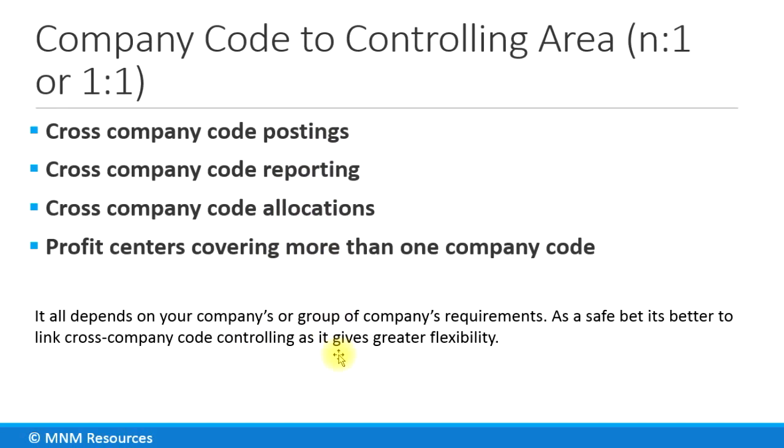Also, for example, you might only have one company code and assign it to one controlling area. Later you might want a separate company code for your subsidiaries. You might form a subsidiary, acquire another company code, merge with another company code, or even want to split your company code into 2 different company codes. So for all these options, it's always better to link it to cross company code controlling, even if you have just one company code, because it will always give you greater flexibility in the future.